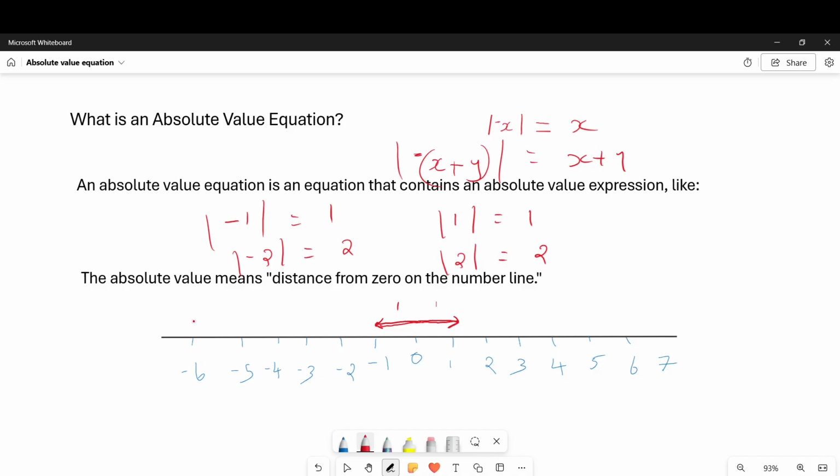If you take minus 6 here and plus 6 here, the distance from 0 is the same. From minus 6 we travel to the positive 6, and the distance traveled is 6. That's what we call absolute value. So the absolute value of minus 6 and the absolute value of 6 are both 6. Why? Because the distance traveled is the same, though the direction is different.